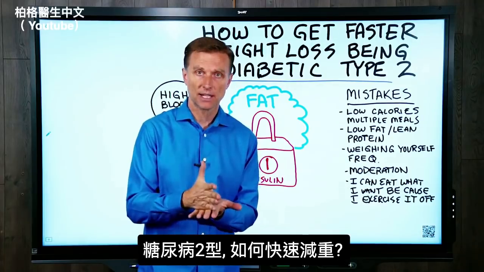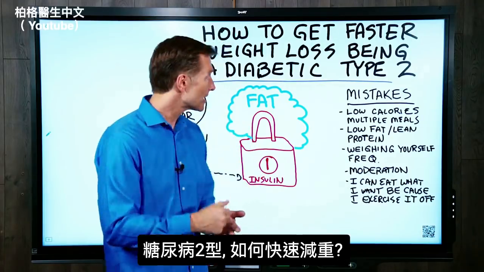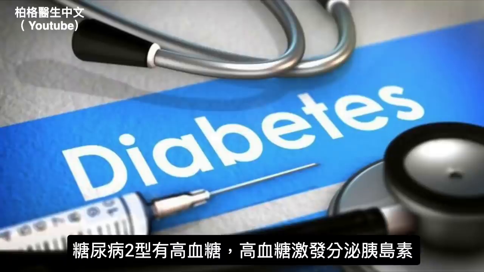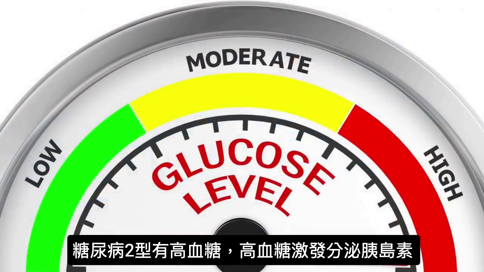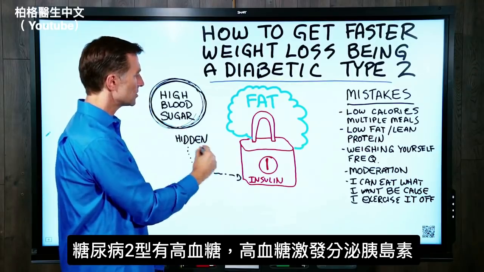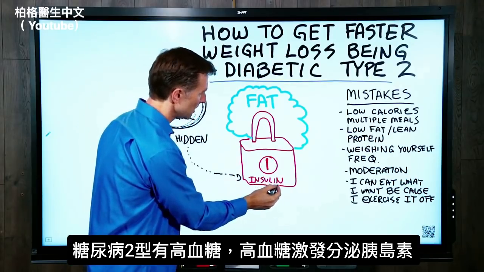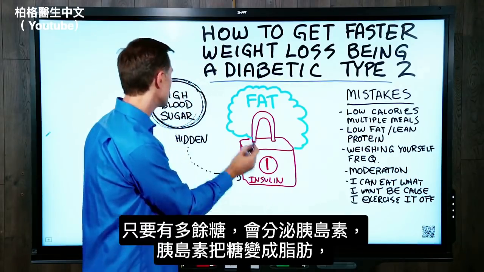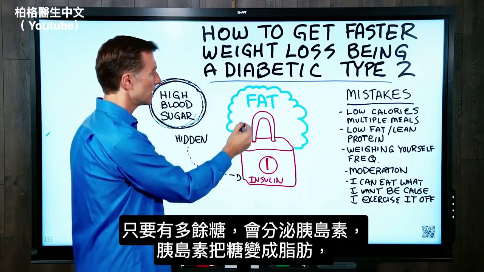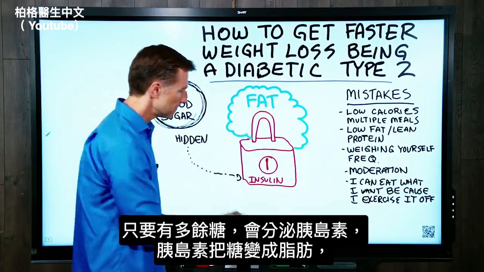So if you have type 2 diabetes and you want to lose weight a lot faster, this video is for you, okay? What is type 2 diabetes? It's a condition where you have high blood glucose. And all this sugar is then being triggered by this hormone right here, insulin. Insulin responds to the extra sugar, and it's going to put this in storage as fat, okay?